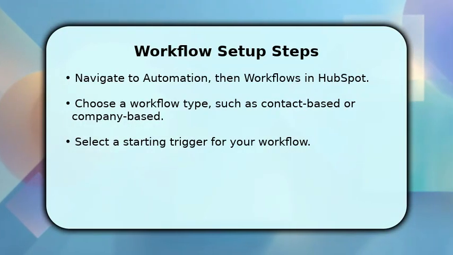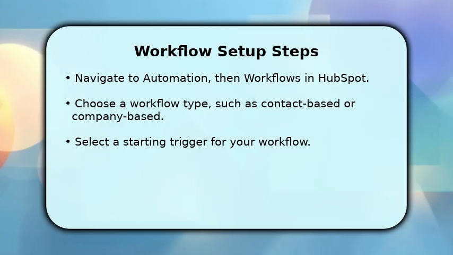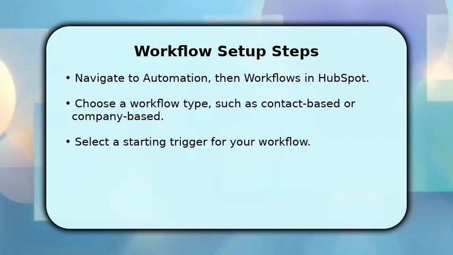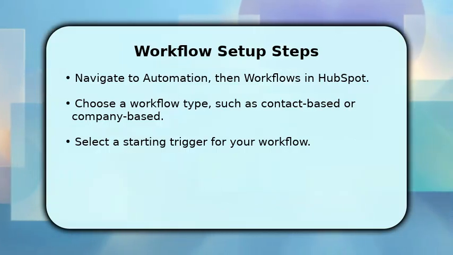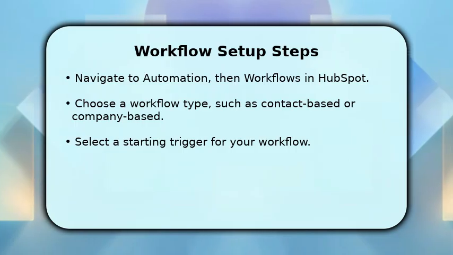To begin, navigate to the Automation section in your HubSpot portal and select Workflows. Next, you will choose the type of workflow you want to create, such as a contact-based or company-based workflow. The most crucial step is selecting your starting trigger, which defines precisely when a contact or company will enroll in your automation sequence, ensuring timely actions.